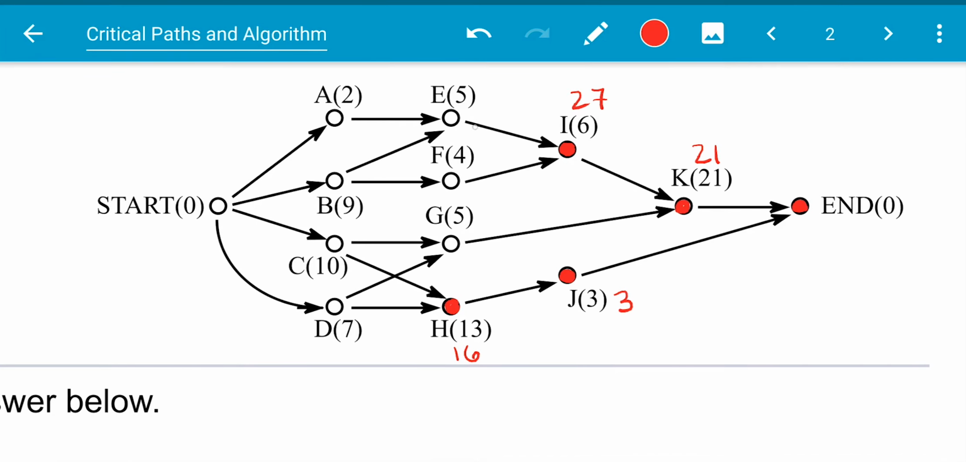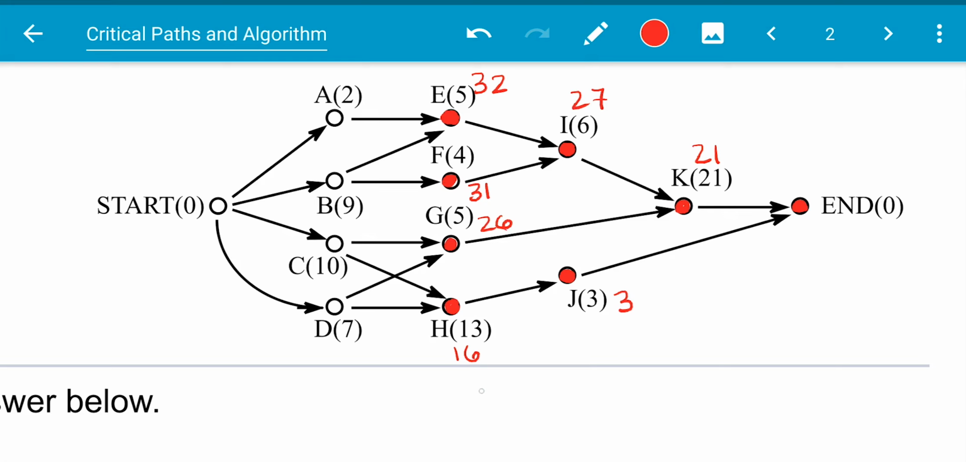All right, now we're going to go from E. We can only go one way. We can go from E to I. So we're going to have 27 plus 5, so we're at 32. Now from F to I to the end, we're going to have 27 plus 4, which is 31. All right, G, we have 5 plus 21, which is 26.